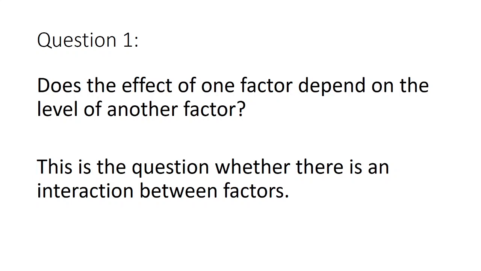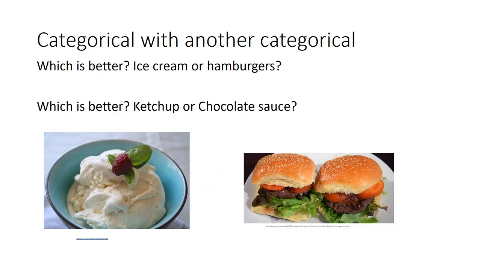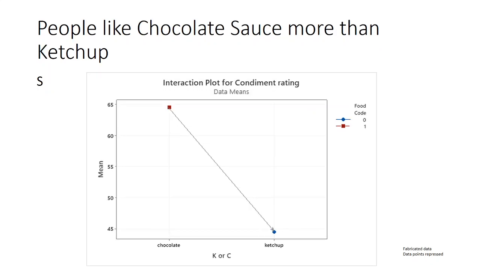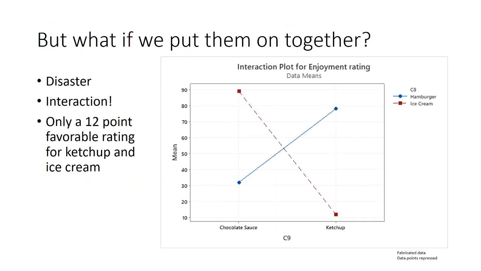And we'll try to motivate this with food. So which is better, ice cream or hamburgers? And then which is better, ketchup or chocolate sauce? Well, you might say it depends. If we took a survey, and I made up this data, people like hamburgers over ice cream. So if you have the line plot, it looks at hamburgers over ice cream. And then we might say, okay, people like chocolate over ketchup. But what if we put them together?